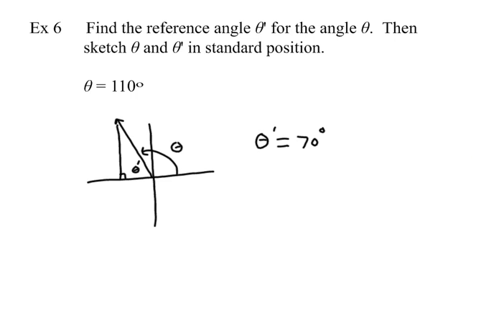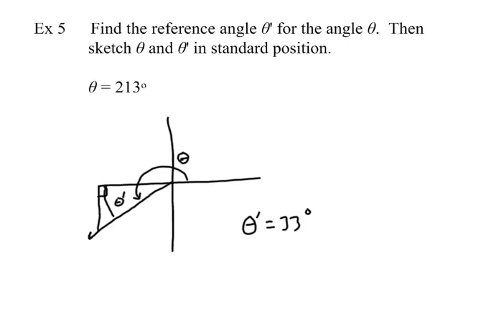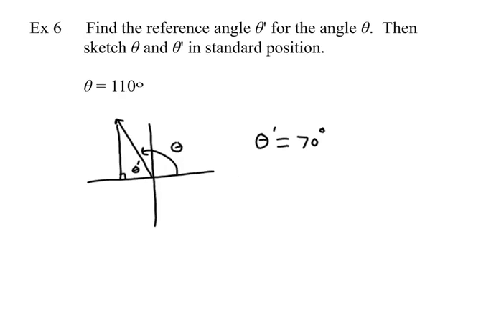Now the reason I've got two of these examples on here is because sometimes people get the idea of, well, you just always take your angle minus 180 or just take 180 minus the angle. And it could be one or the other, so be careful. In this case, it was 180 minus 110. On the previous one it was 213 minus 180. So we have to be careful with what we do when, and if you make a quick sketch, it'll help you figure out what to do.